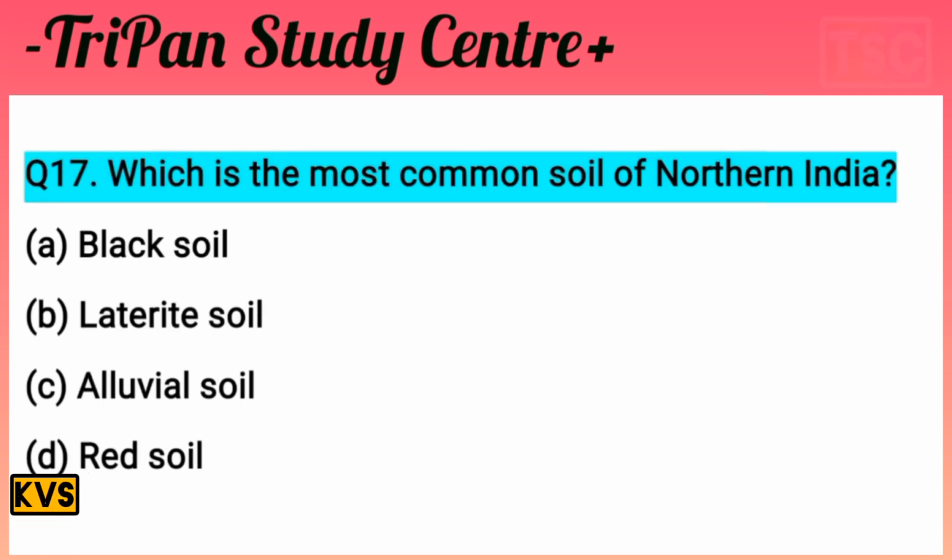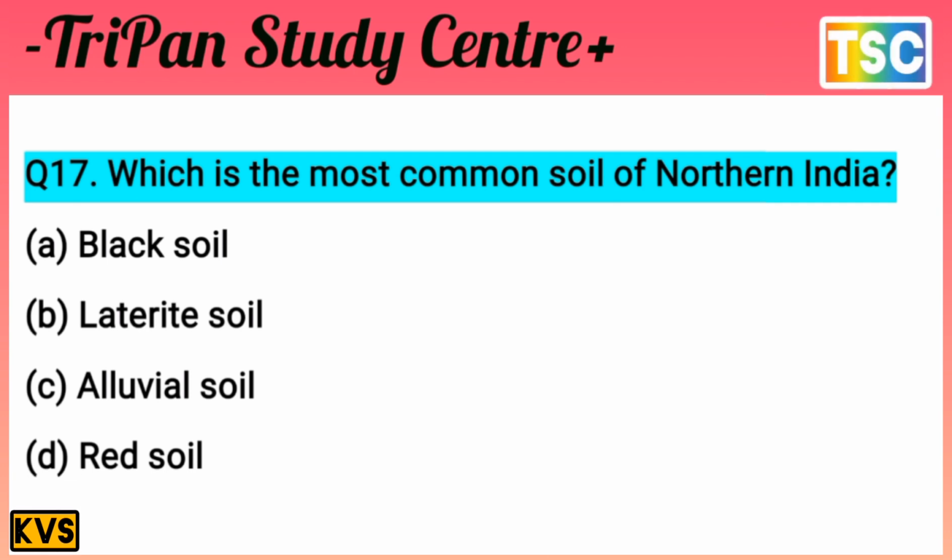On your screen, the next question arrives: which is the most common soil of northern India? The options are black soil, laterite soil, alluvial soil, and red soil. Take a few seconds first to test your knowledge. You must have thought of your answer. Let's see what our answer is.